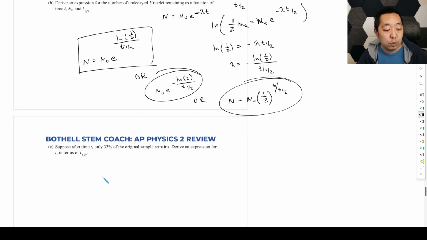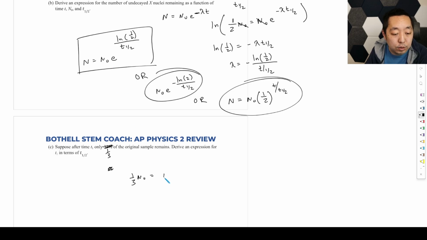Okay, suppose after T1, only 33% of this original sample remains. Derive an expression for T1 in terms of T 1/2. So for example, here we're just going to say, well, we're going to have 1/3. Actually, I should have just made this 1/3. So 1/3 N0 is how much we have left, is equal to N0 e to the ln of 1/2.